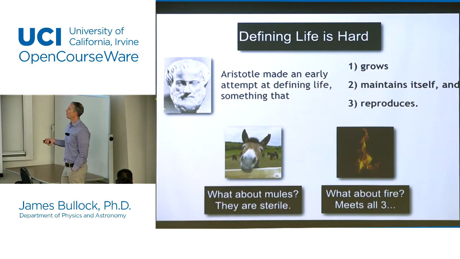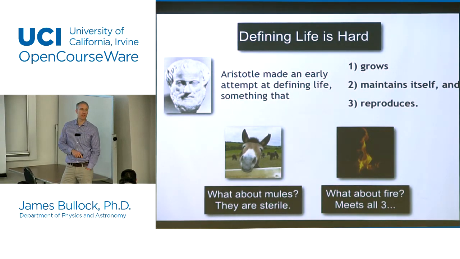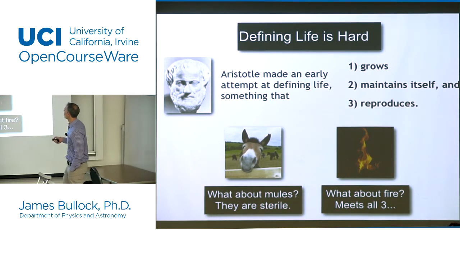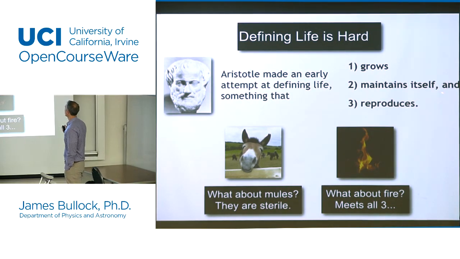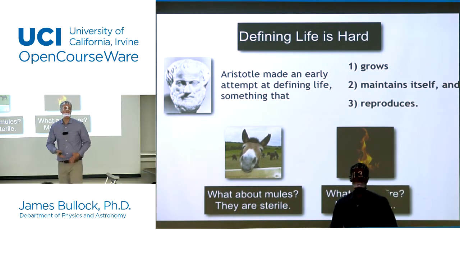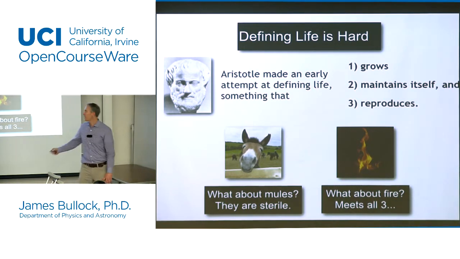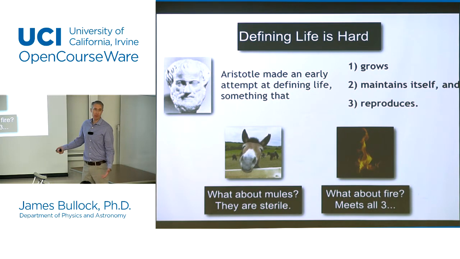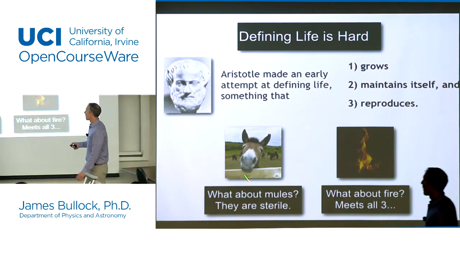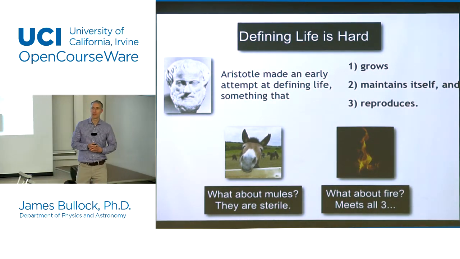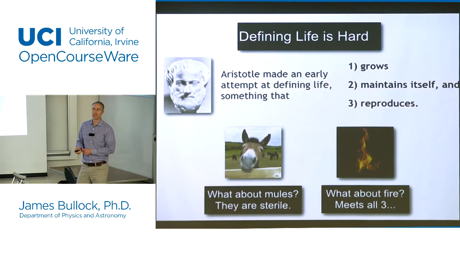Okay? Our old friend Aristotle had some ideas about how you might define life. He said, well, life is something that grows, it maintains itself, and it reproduces. But there's always sort of counter questions. Like you could say, well, what about fire? Okay, fire grows, it maintains itself, and it reproduces. Is fire alive? What about mules? Okay, mules seem pretty alive. They can't reproduce, but, you know, seem alive.